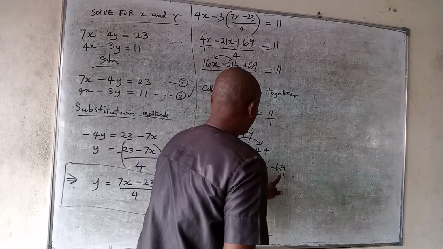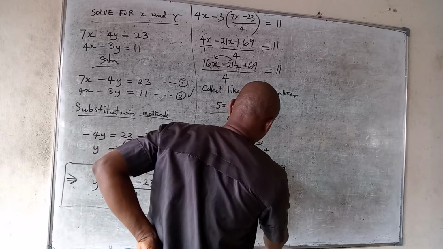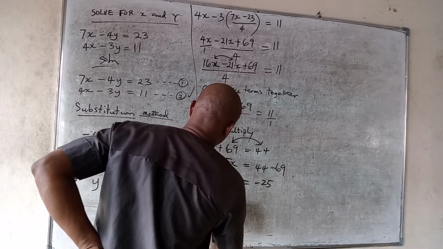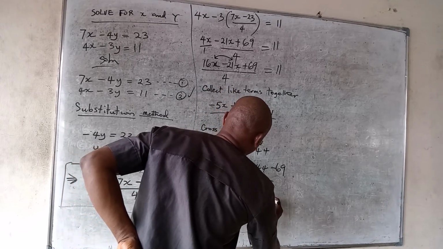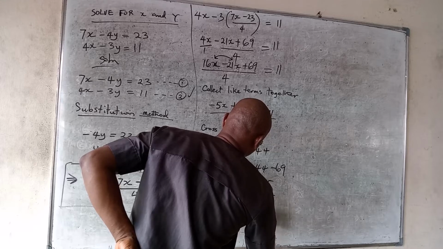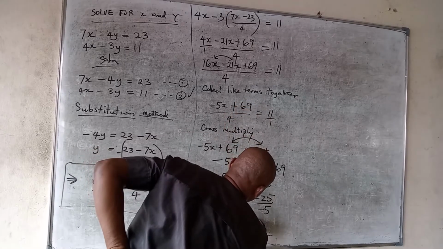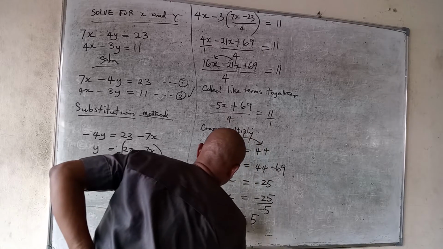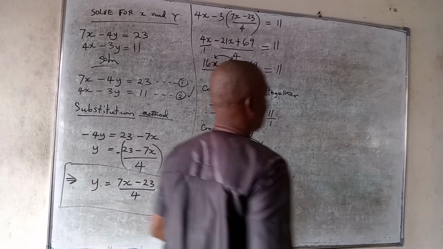So 44 minus 69 is minus 25, and this is minus 5x. So what it means is that x will be the same as minus 25 over minus 5, which is the same as what? 5. So therefore, x is equal to 5.